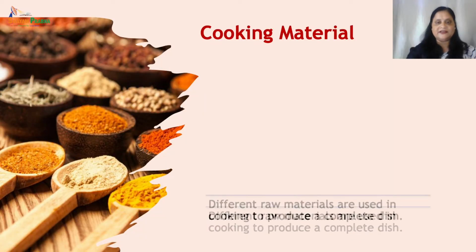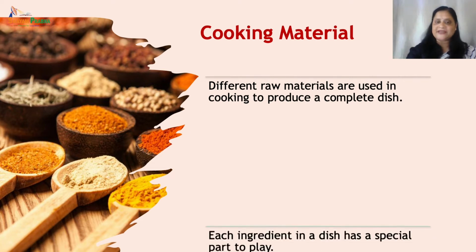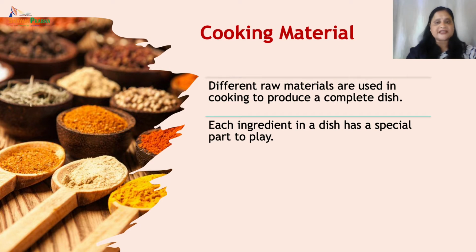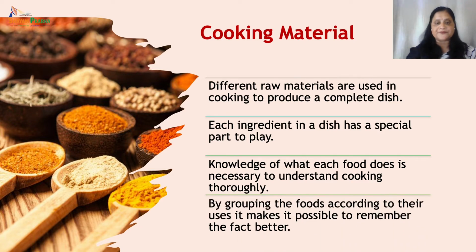Cooking material. Different raw materials are used in cooking to produce a complete dish. Each ingredient in a dish has a special part to play. Knowledge of what each food does is necessary to understand cooking thoroughly. By grouping the foods according to their uses, it is possible to remember the facts better.